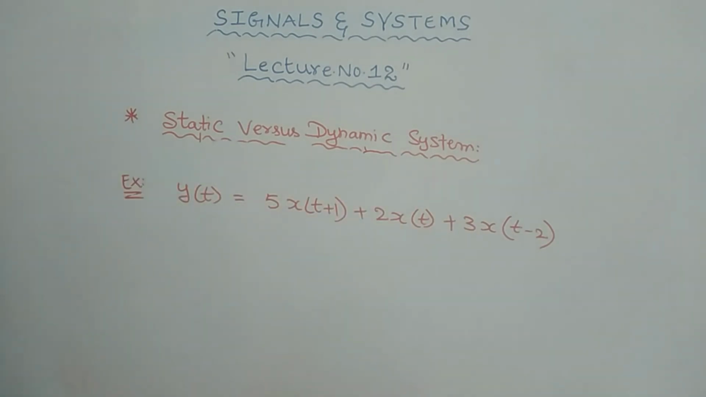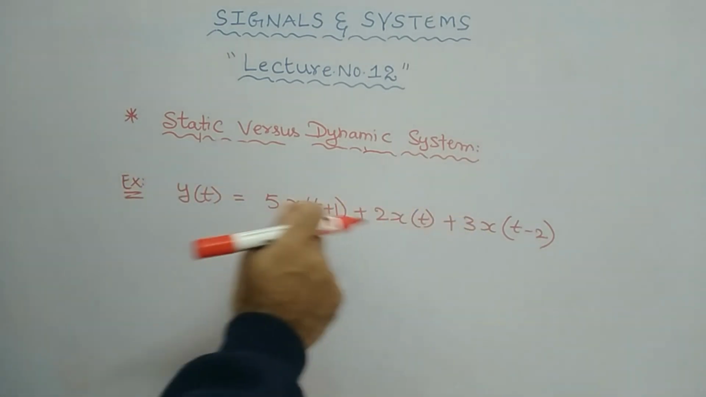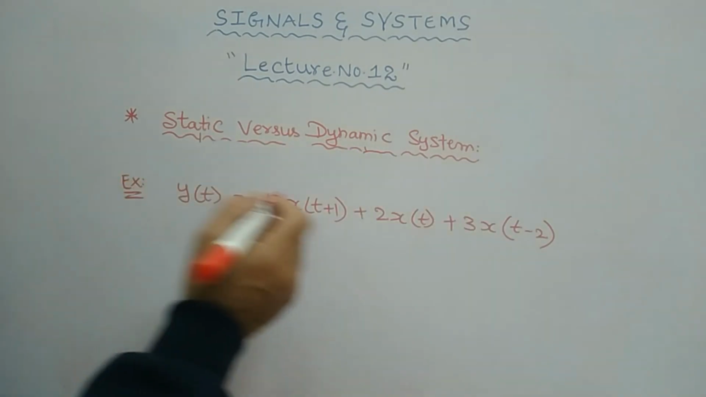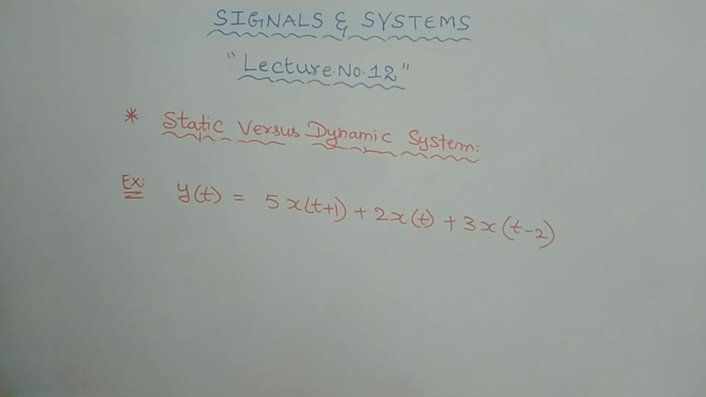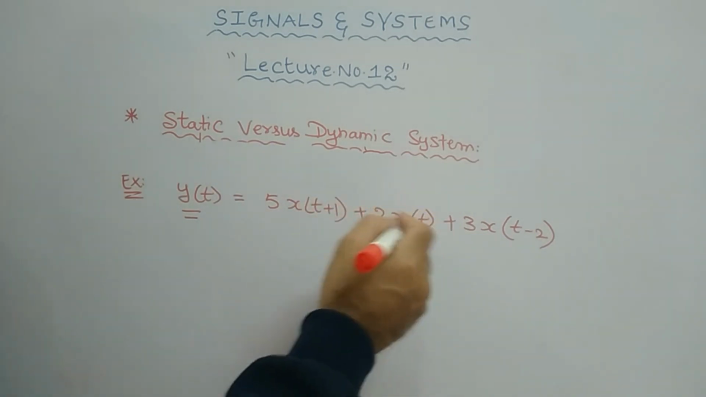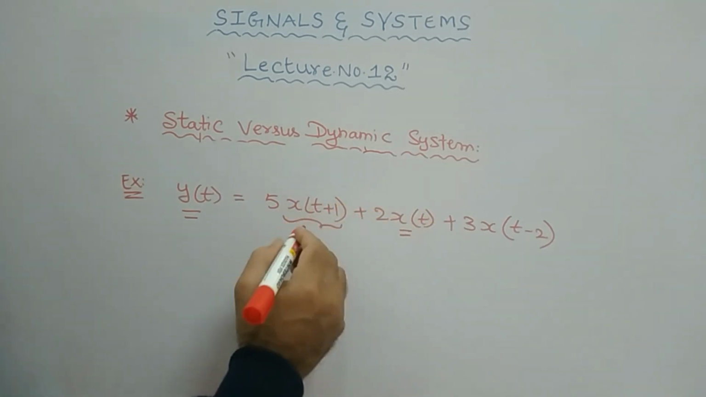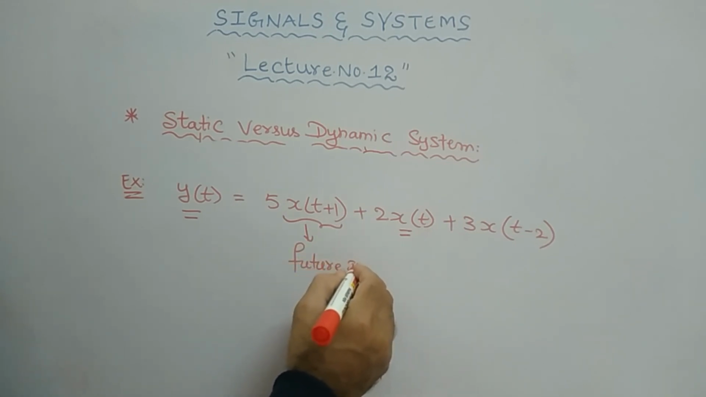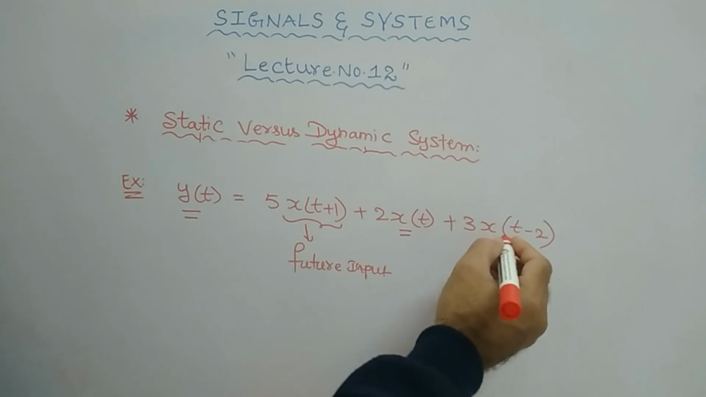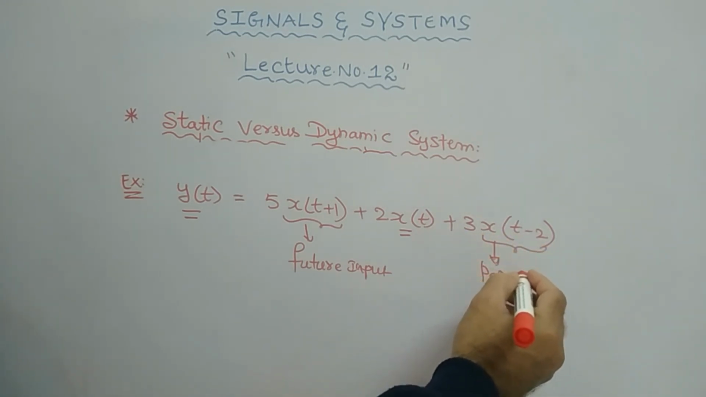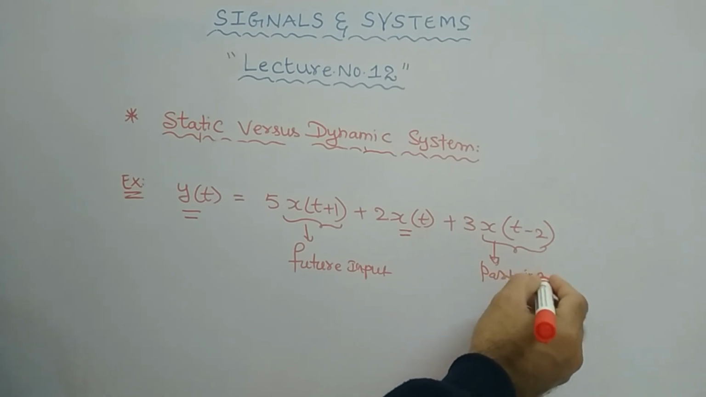Now tell me, my output is expressed in terms of input like this. What are the input values you have in this? In my output expression, we have the present input. Along with the present input, you have a future input also. This is called the future input. And what is x of t minus 2? This is the past input.